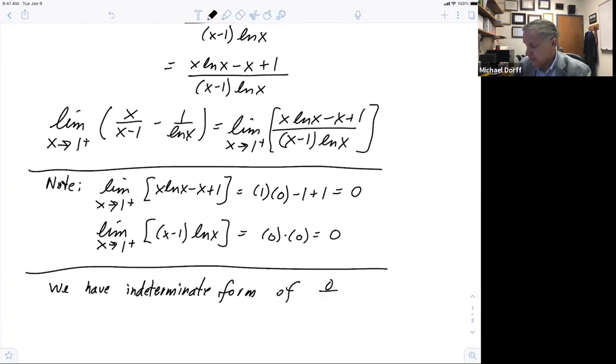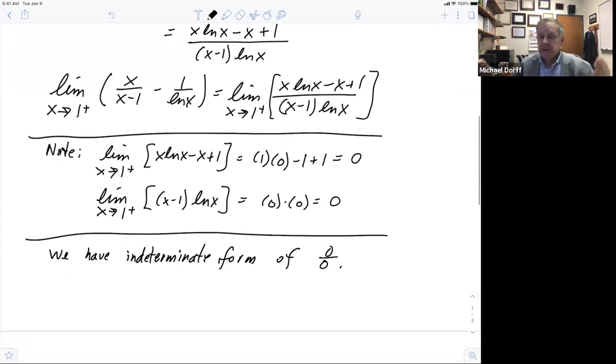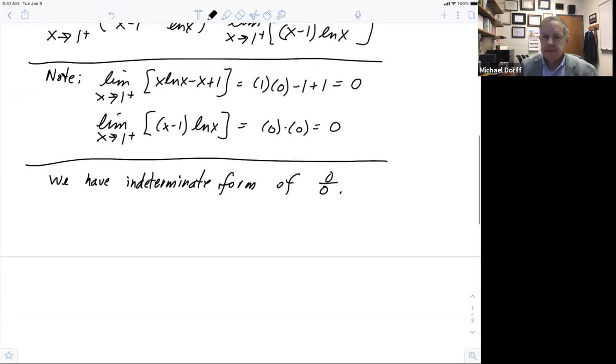of 0 over 0. And you might think at this stage, well, why did I do all that first stuff? Because it didn't really help. Well, it did help. When we have infinity minus infinity, we have to rewrite that in a form like 0 over 0 or infinity over infinity, so we can use L'Hopital's rule. Now that we have it rewritten as 0 over 0 in the limit, and we have this indeterminate form, we can now use L'Hopital's rule.